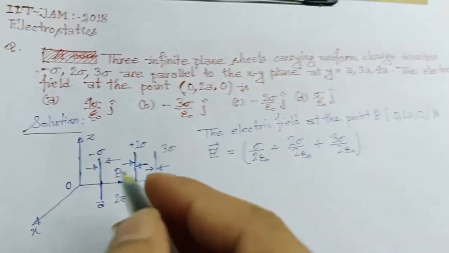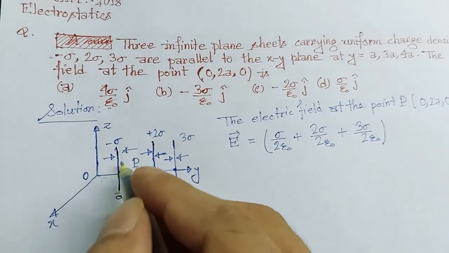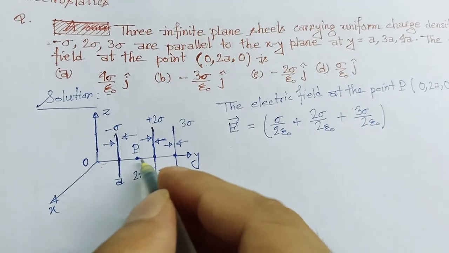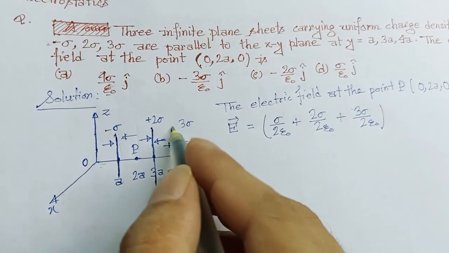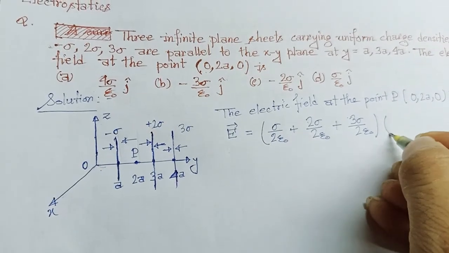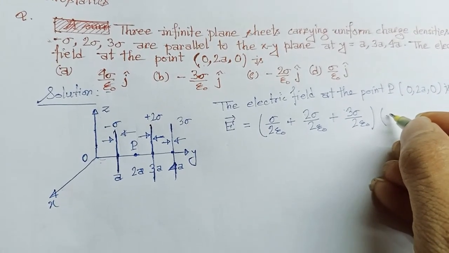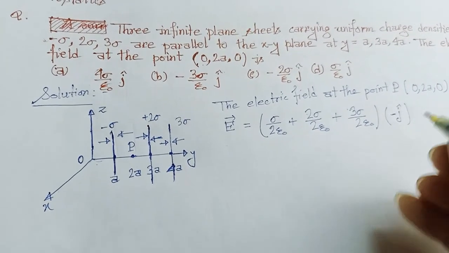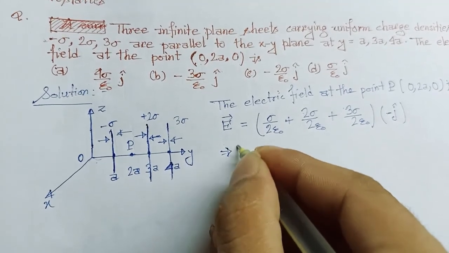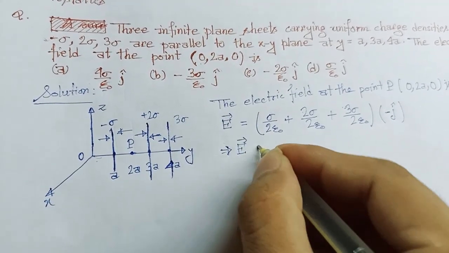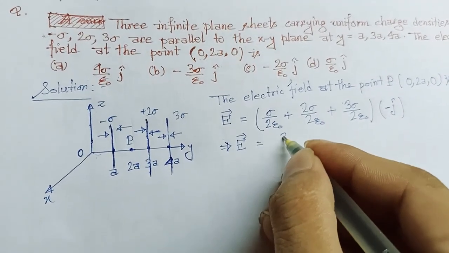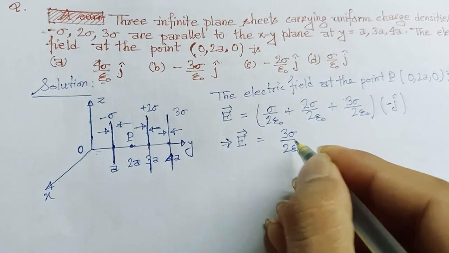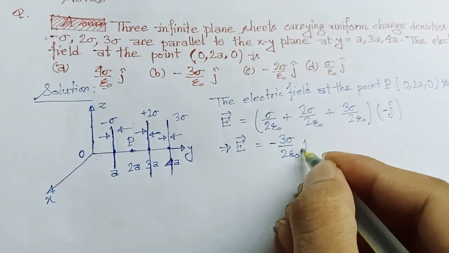As we can see, the electric field at this point due to the first plate is negatively directed, the field due to this plate is again negatively directed, and the field due to the third plate is also negatively directed. So our net electric field is negatively directed, or in vector notation we can write this as j cap vector. If you sum all these electric fields, our value will be equal to 3 sigma divided by 2 epsilon naught with a minus sign, and the direction is j cap.